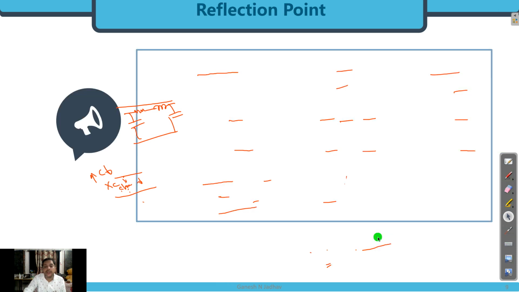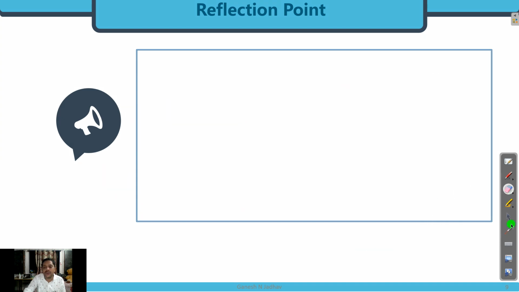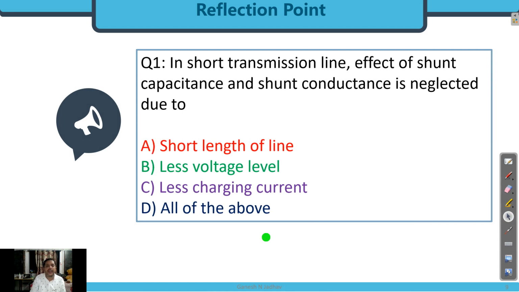Okay, so let's begin with the reflection point. I'm going to give one question over here. You have to pause the video for some duration and check whether you got that knowledge or not. This is my question one. In a short transmission line, the effect of shunt capacitance and shunt conductance is neglected due to: short length of line, less voltage level, less charging current, all of the above. Pause the video for some duration and answer this question. Write down the answers on your paper, and then we will check the answer.